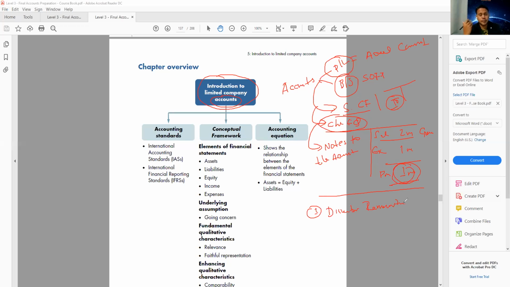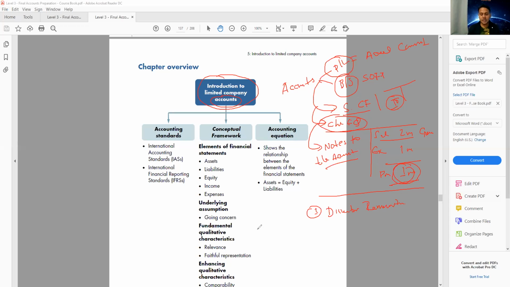Now, people like you and me who are not accountants, who don't have an accounting background, don't understand the meaning of that. So in the notes to the accounts, there is a breakdown or a meaning of the terms. What is the meaning of director remuneration? You can find it in the notes to the accounts.